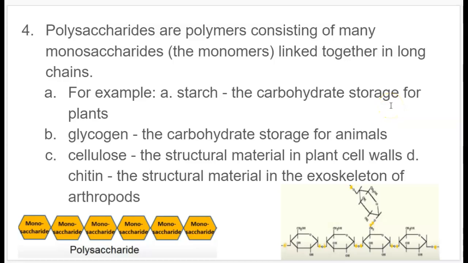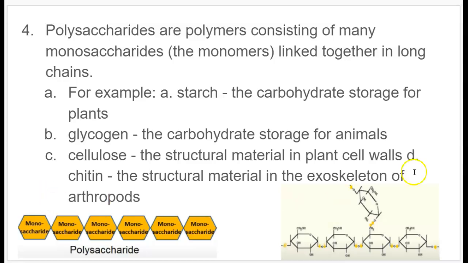Polysaccharides are going to be much bigger, and so a lot of different monomers have been linked together, and starch is a really good example of a polysaccharide. And again, remember, it's pretty much going to be the source of energy storage for plants. Glycogen, on the other hand, is the carbohydrate storage in animal cells. So when we have glycogen forming in our bodies, in our cells, it's for long-term energy storage. Cellulose is another type of polysaccharide, which, instead of energy storage, is used for structural material.